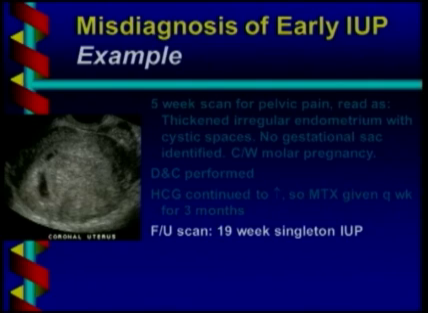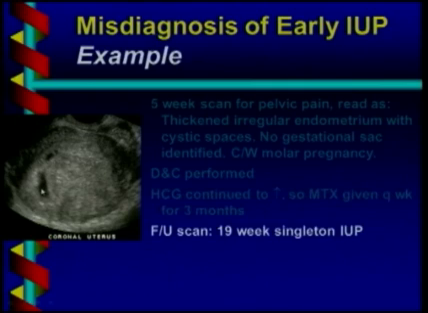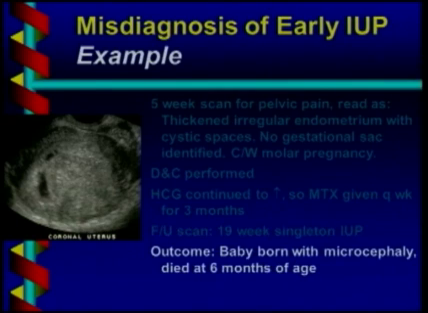On a follow-up scan 3 or 4 months later, the woman had a 19-week singleton intrauterine pregnancy. So one of these two fluid collections, presumably these were twins. They thought it was a molar pregnancy. These are twins. The D&C removed one of them, but unfortunately the methotrexate damaged the other one of them. On that follow-up scan, the 19-week singleton pregnancy had already been damaged by methotrexate given early in pregnancy. The outcome was a baby born with microcephaly, and the baby died at 19 months of age.